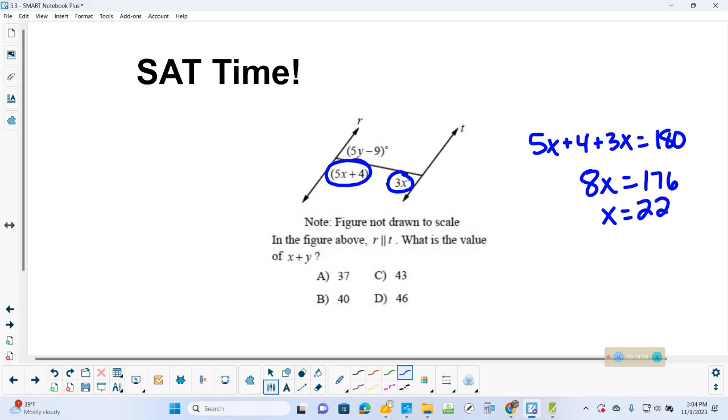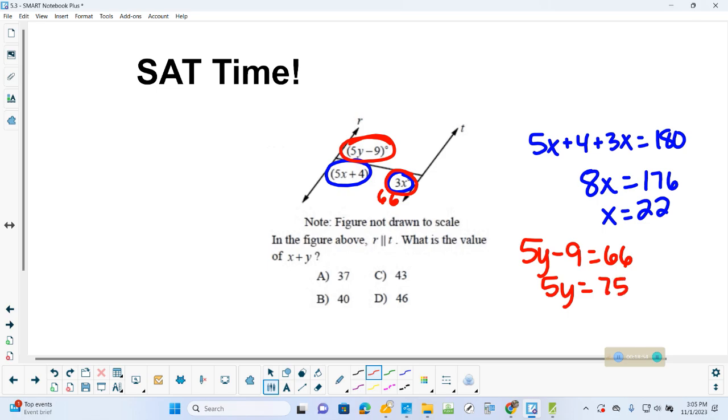Now we're also going to need y. Now you have some options here to get y. These 2 angles, of course, make your linear pair. I'm kind of sick of 180 though. There's also a relationship with this guy, which I think might be easier. They're alternate interior. So if I put my 22 in here for x, 3 times 22 I know is 66. And I know alternate interior angles are congruent. So I'm going to do 5y minus 9 equals 66. So let's add the 9. And let's divide by 5. What's 75 divided by 5?